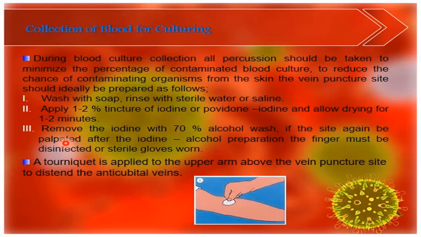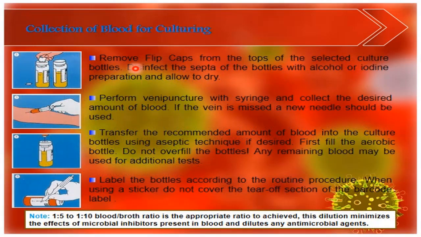If the site is palpated again after the iodine and alcohol preparation, the finger must be disinfected or a sterile glove worn. Okay, a tourniquet is applied to the upper arm above the venipuncture site to distend the antecubital veins. Remove the flip caps from the tops of the selected culture bottles, as you see here. Disinfect the septa of the bottles with alcohol or iodine preparation and allow to dry.